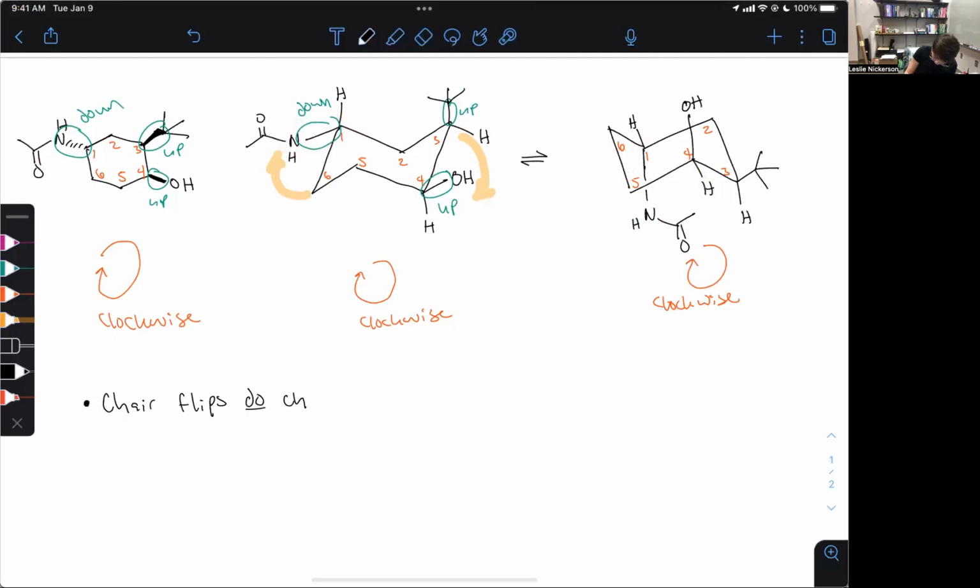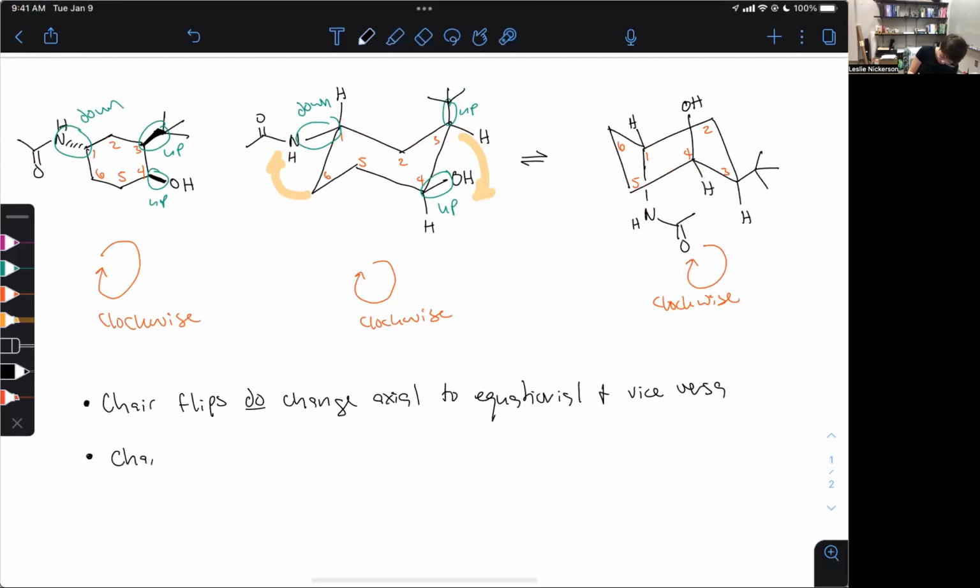do change axial to equatorial and vice versa. Okay, so we do see that change. So we went equatorial over here, axial over here. What didn't change is that we have down here and down here.